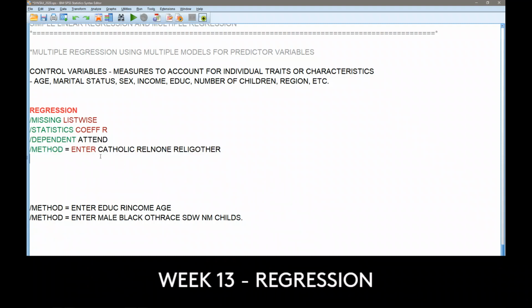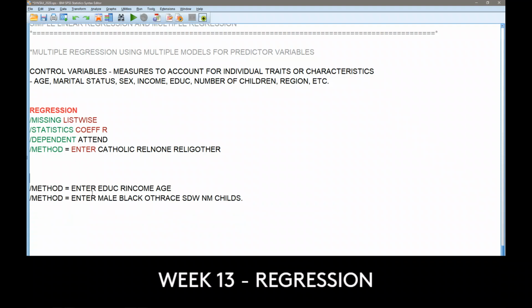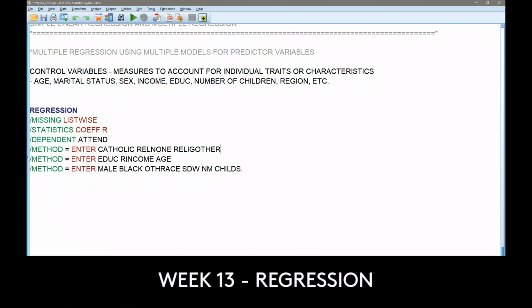Now, for multiple regression, you introduce these variables in steps, okay? So like the previous syntax for simple regression, you want to put your dependent variable here, attendance, okay? Now this first line here, we are going to put in our primary independent variable, which is religious denomination. And again, since it's categorical, we have to insert them as dummies, leaving out the largest group, which are Protestants, okay?